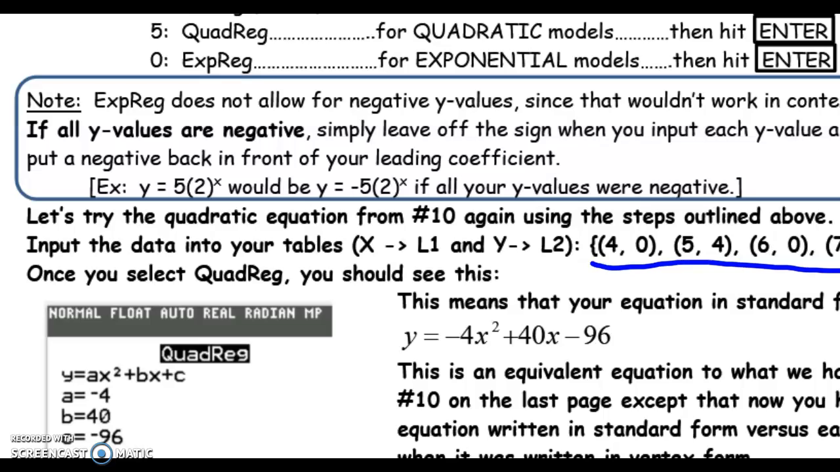y equals negative 4x squared plus 40x minus 96. I realize these equations don't look identical, but they are mathematically equivalent. And if you were to plug them both into the y equals part of your calculator right now, you would see that all of the y values match, the graph is the same, etc. Here, let me show you.